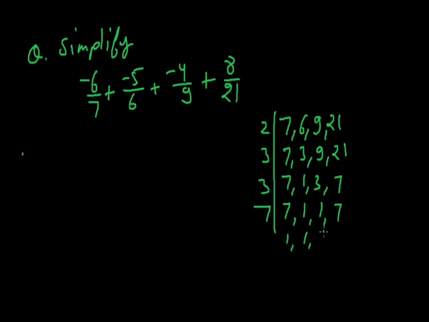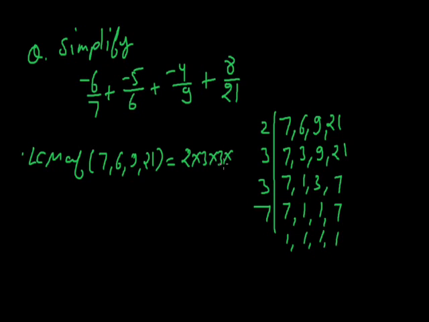So the LCM of 7, 6, 9, 21 is equal to 2 into 3 into 3 into 7. So that is equal to 2 into 3, 6; 6 into 3, 18; 18 into 7, that is 126. So 126 is the LCM. Now we solve the question.